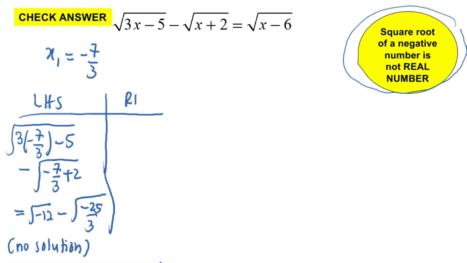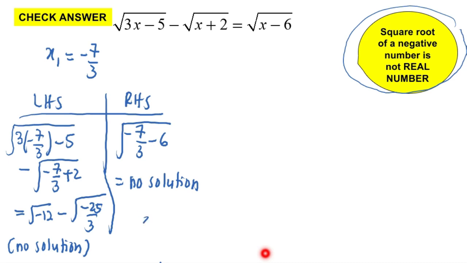On the right hand side, replace x with negative 7 over 3 minus 6 square root. Again, this is a square root of a negative number. So there is no solution as well on the right part. So we reject this root because both parts have no solution.